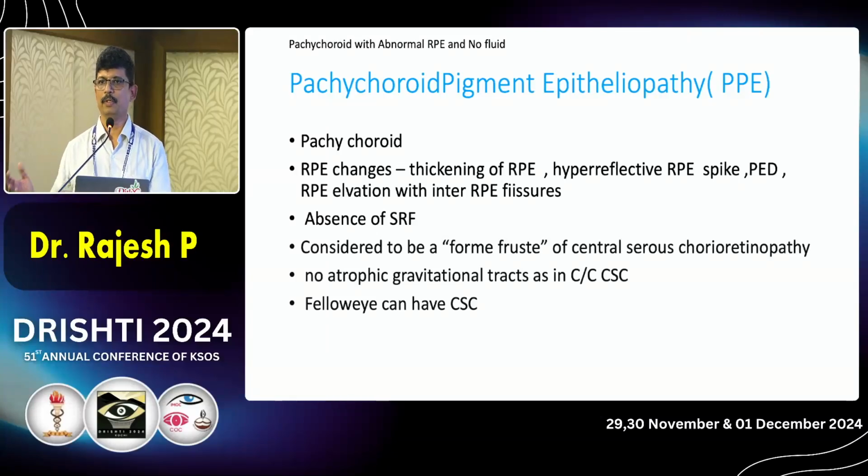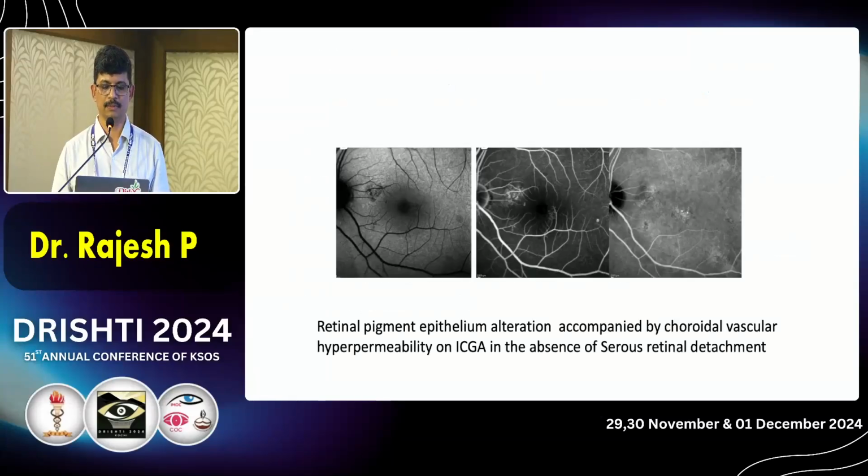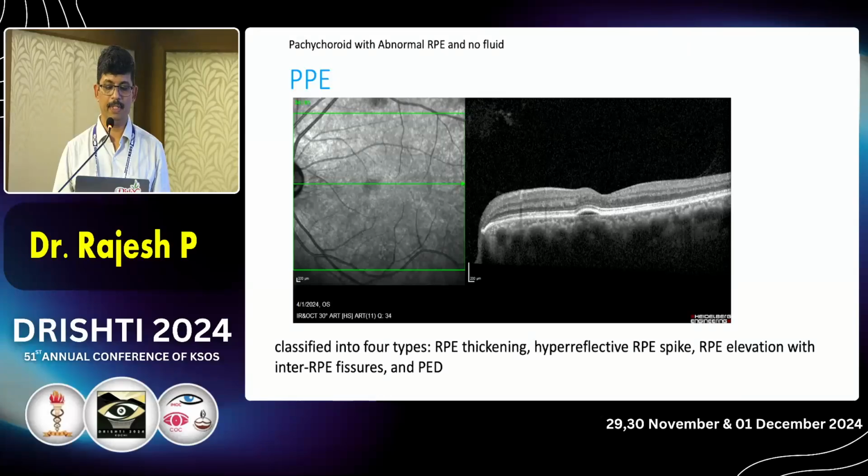So you should not confuse the gravitational tracts that we see in central serous retinopathy or chronic central serous retinopathy with pachychoroid pigment epitheliopathy. Often it is seen in the fellow eyes of patients who have central serous chorioretinopathy. Here again you can see the feature of choroidal hyperpermeability. And what are the features of the pigmentary changes that we see in PPE? It can be either a thickening of the retinal pigment epithelium, or a hyperreflective RPE spike, or a pigment epithelial detachment. So all these findings in the presence of a pachychoroid, you can consider as pachychoroid pigment epitheliopathy.